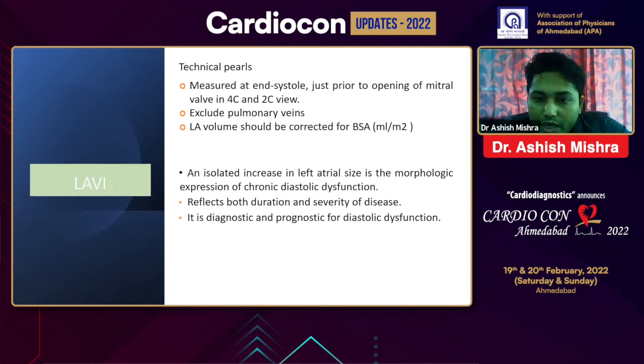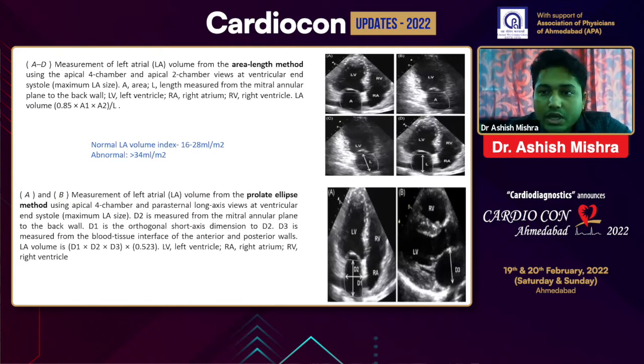An isolated increase in left atrial size is the morphologic expression of chronic diastolic dysfunction. It also reflects both the duration and severity of disease. So this is a typical assessment of LAVI with the area-length method and also by the prolate ellipse method.